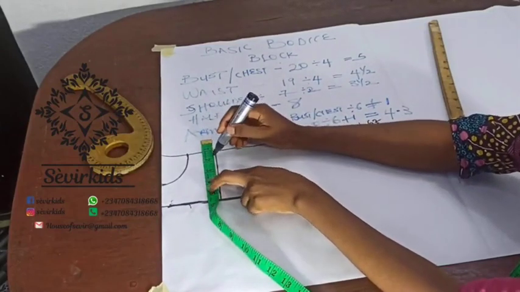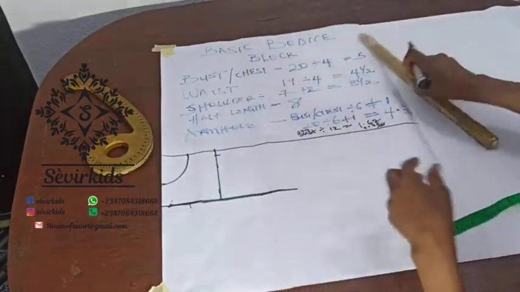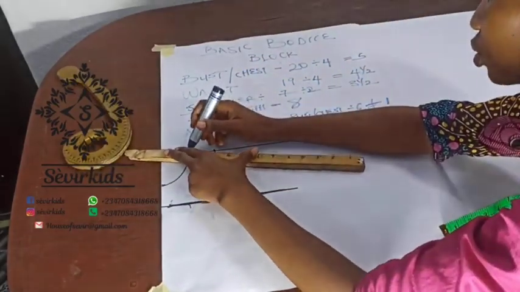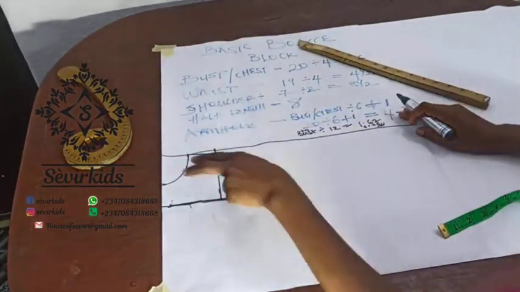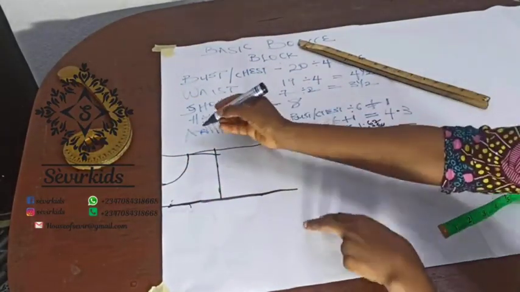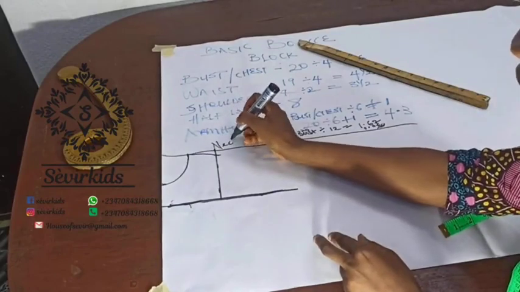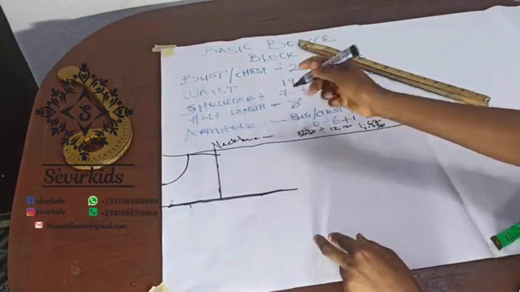For your shoulder slope, you drop half an inch here. You're going to drop your half. So we drop our half here, then you use your ruler to do it. You have it here. So this method for neckline measurement, you can use it for any kids.